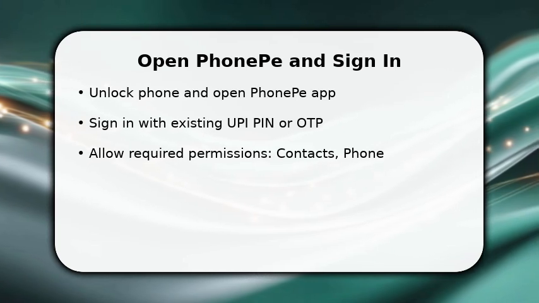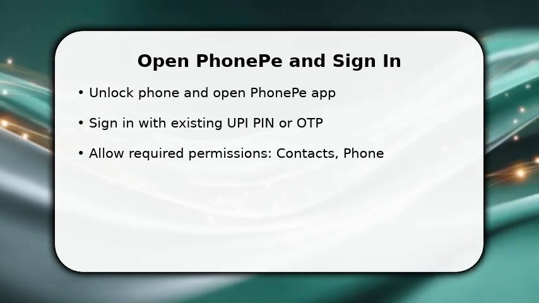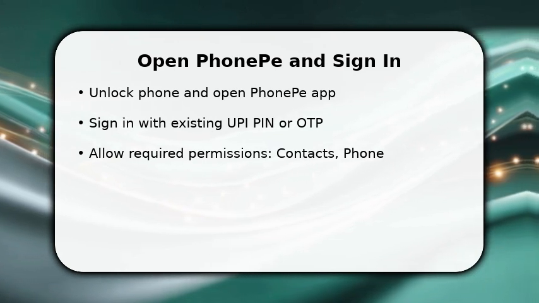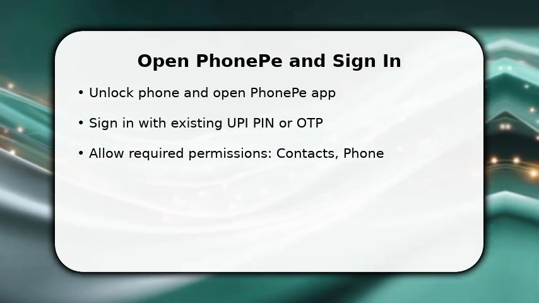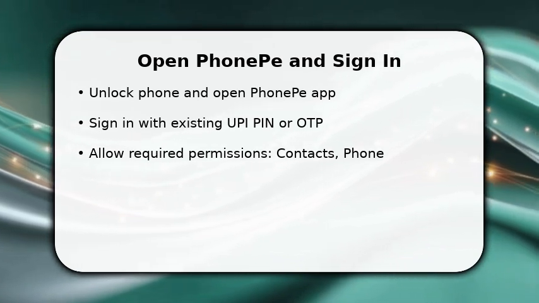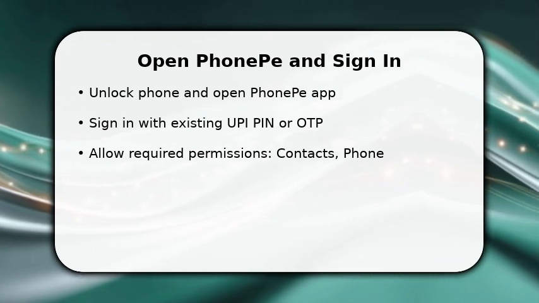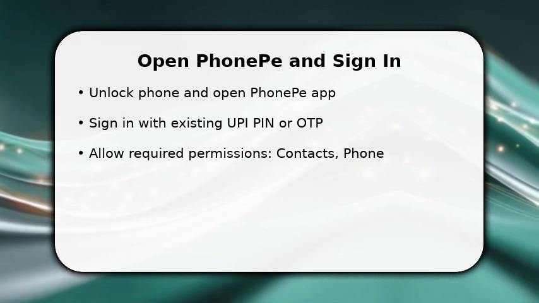You start by opening PhonePe and signing in immediately. This links your device to your account so you can view account info. Enter your registered number when prompted and complete verification with the OTP. This confirms ownership. If you already use UPI PIN, use that flow instead to avoid an extra OTP step.